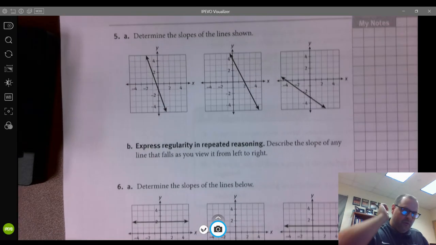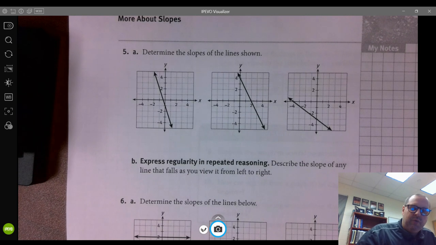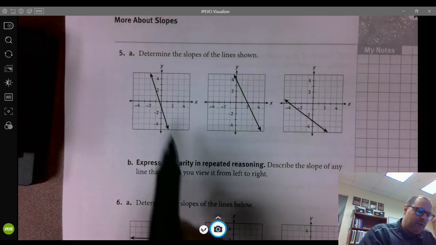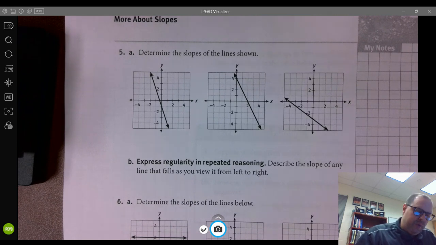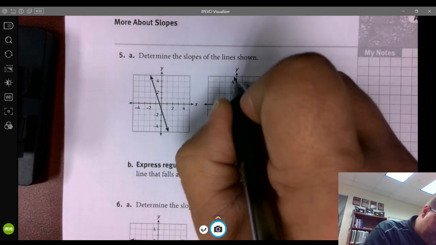Okay. Now, with 5a, so this is on page 135, we have slopes here that we also see now are going the other direction. So we could do this same process. I'm going to do the middle one.